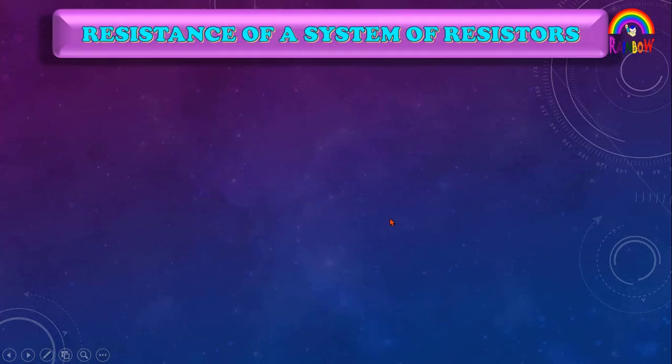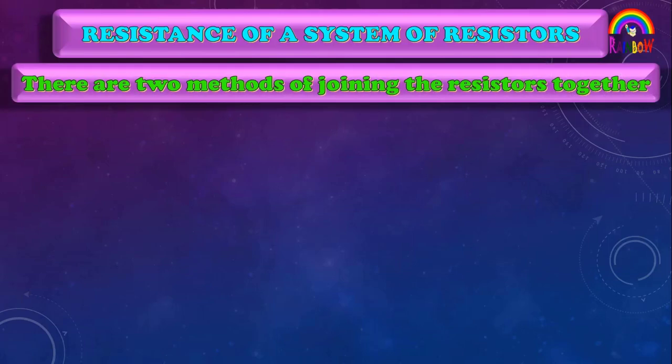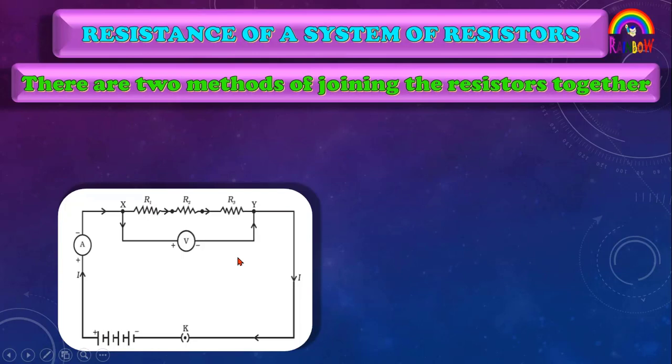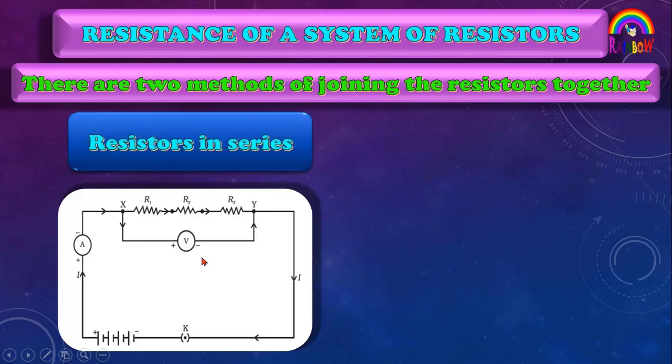Students, in various electrical gadgets, we often use resistors in various combinations. Now let's see how Ohm's law can be applied to this combination of resistors. There are two methods of joining the resistors together. This figure shows an electric circuit in which three resistors having resistance R1, R2 and R3 are joined end to end. Here the resistors are said to be connected in series.